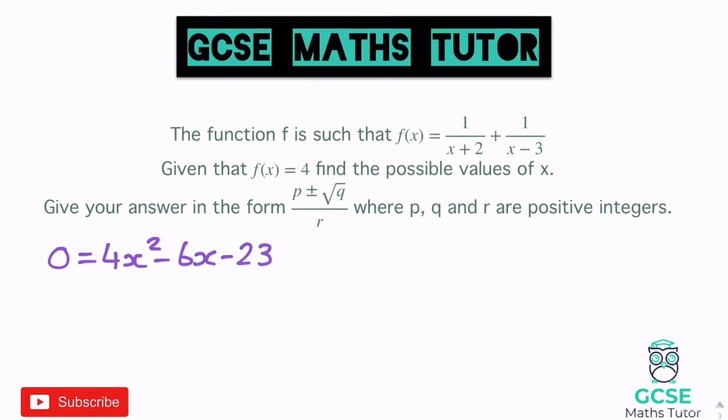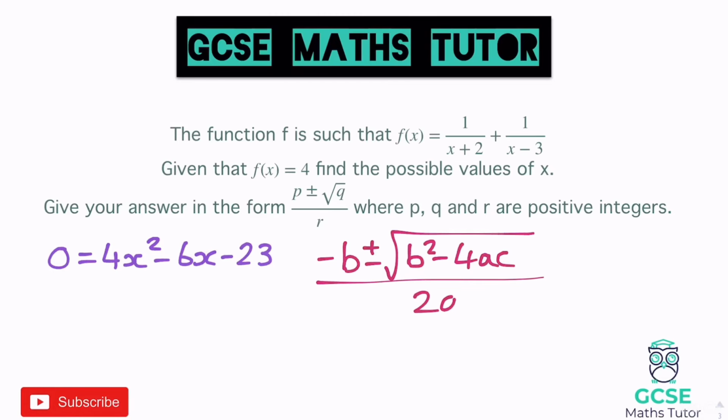If I get rid of all of this, make a bit more space, we're going to write down the quadratic formula. So the quadratic formula is minus b plus and minus the square root of b squared minus 4ac, all over 2a. So we've got our value of a, which is 4, we've got our value of b, which is negative 6, and we've got our value of c, which is the negative 23 at the end there. So let's just put all these pieces into our quadratic formula and see what we get.